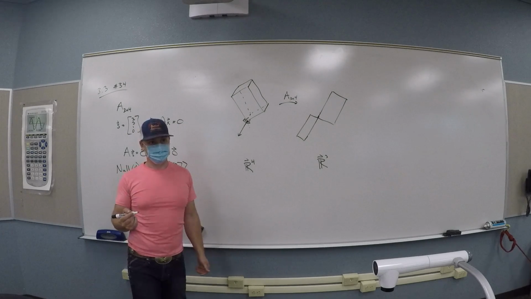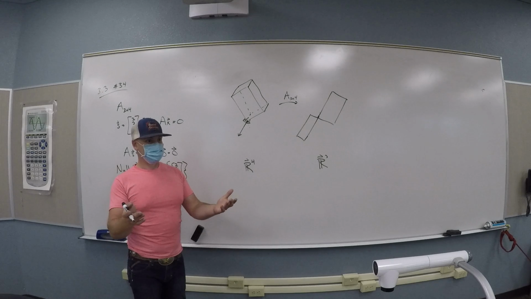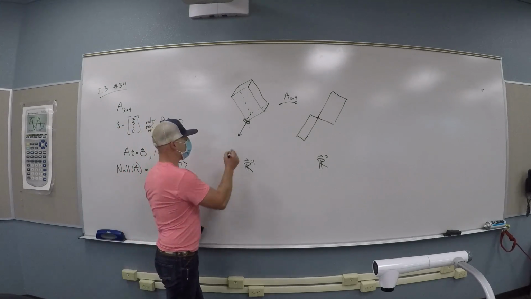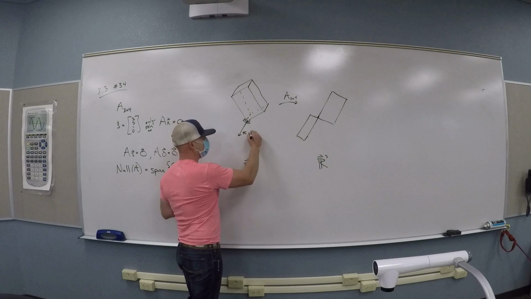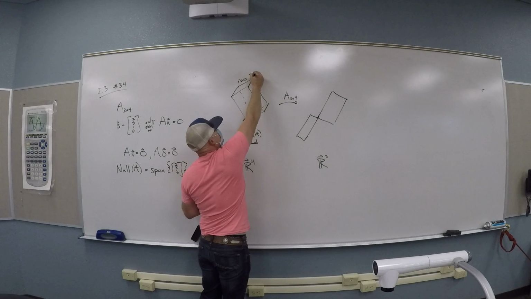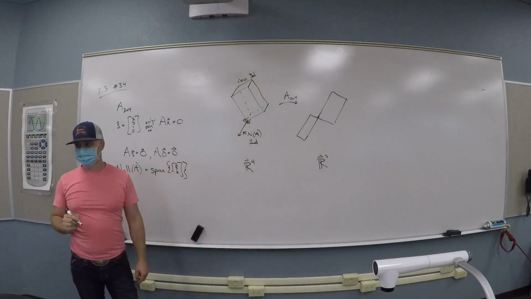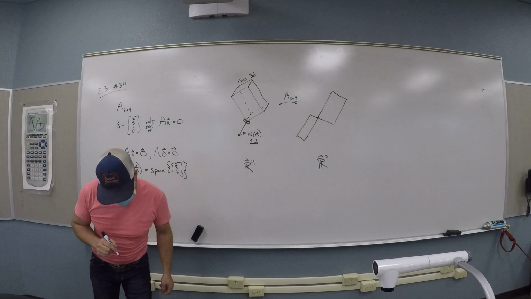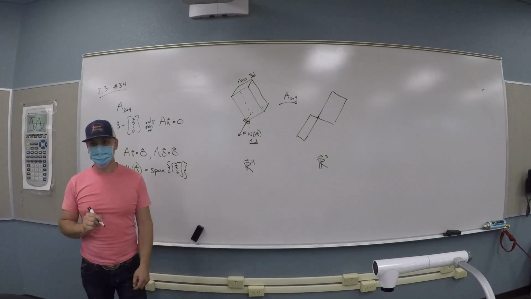How do I know that? Because the null space and the row space are always perpendicular. So this is my null space, and it's one-dimensional. This is my row space, and it's three-dimensional. Okay, does that answer the question they asked me, which is, what is the rank of the matrix A?